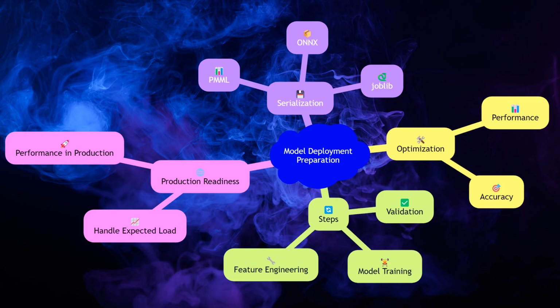Before deploying a model, it is essential to ensure that it is optimized for performance and accuracy. This involves several steps, including feature engineering, model training, and validation. Additionally, the model should be serialized into a format that can be easily loaded and used by the endpoint. Common formats include ONNX, PMML, and Joblib for Python-based models. Proper preparation ensures that the model performs well in a production environment and can handle the expected load.